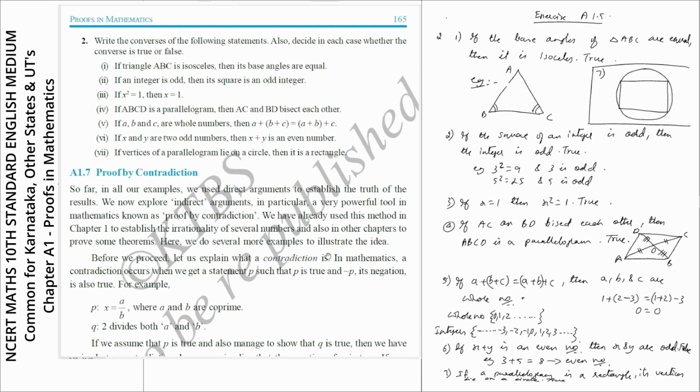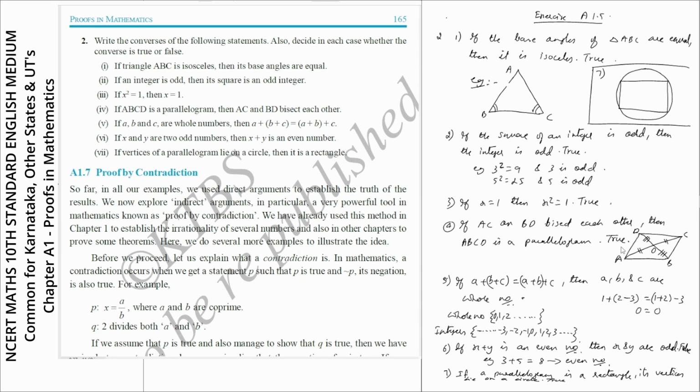Sub question 4: if ABCD is a parallelogram, then AC and BD bisect each other. So the converse of this statement is, if AC and BD bisect each other, then ABCD is a parallelogram. In any parallelogram the diagonals bisect each other. If ABCD is a parallelogram, then AC and BD bisect each other. That means if O is the point of intersection, then AO is equal to OC, and BO is equal to OD. That is the way it is.